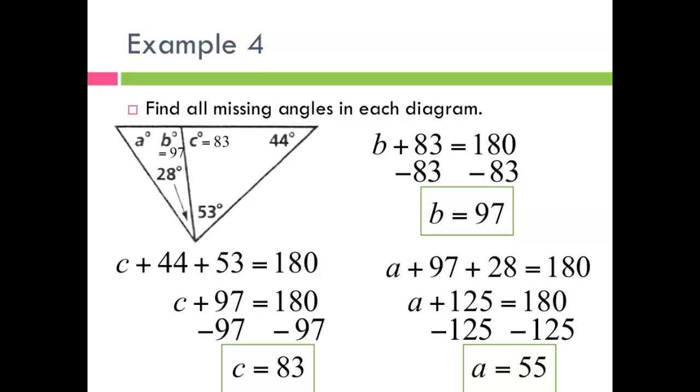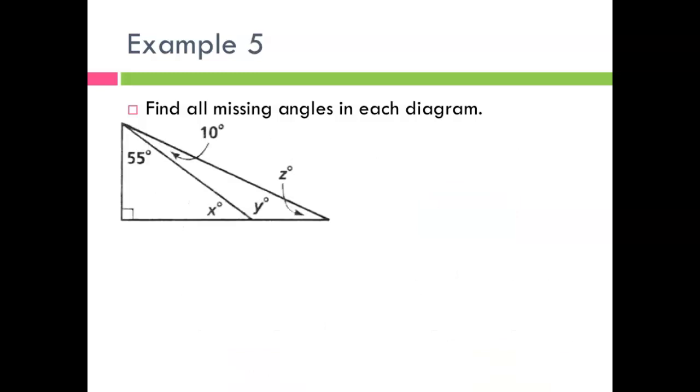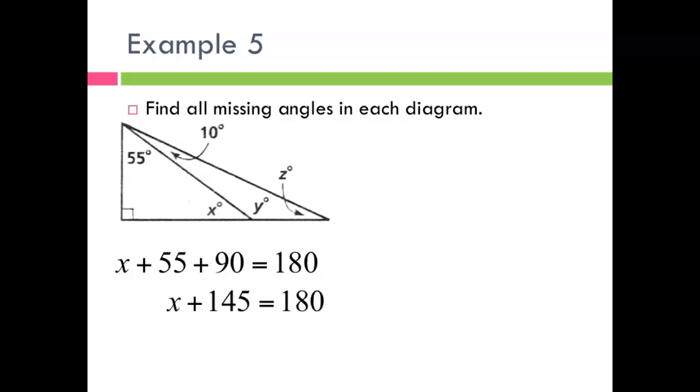All right, let's take a look at example 5. It looks like, again, we have two triangles within a larger triangle. Now, in the triangle that's on the left, we have a 90-degree angle, a 55-degree angle, and x. So here we can solve for x. We have x plus 55 plus 90 equals 180. Now we can simplify to solve for x. We get x plus 145 equals 180. Subtract 145 from both sides, and we get x is equal to 35.